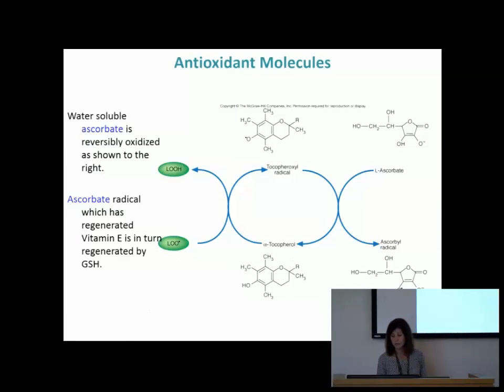So our enzyme systems and our small molecules. The radical is stabilized in vitamin E. We've said that before, but it's lipid soluble. So vitamin C can pick up that radical, stabilize it within its ring system, and be excreted because it's water soluble. Yeah, you get rid of it. So it's very important to have your antioxidants.